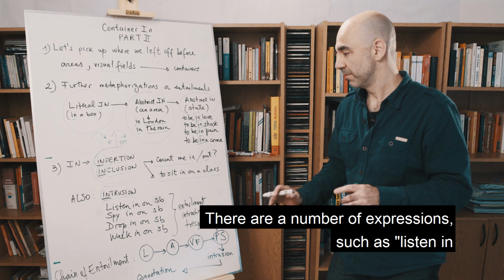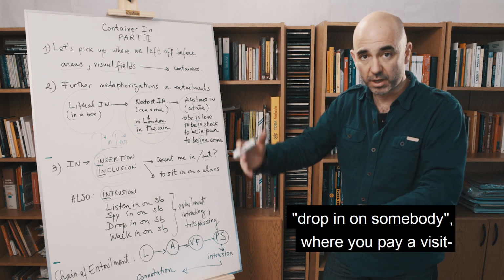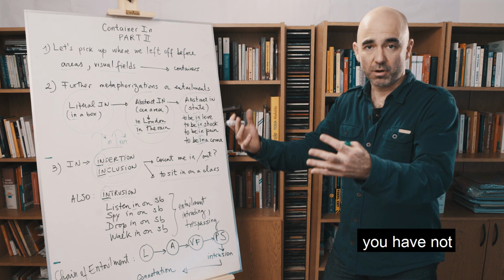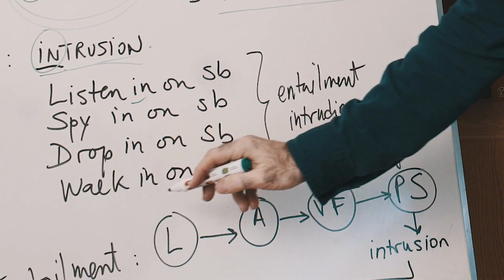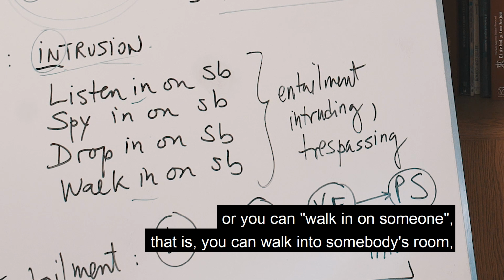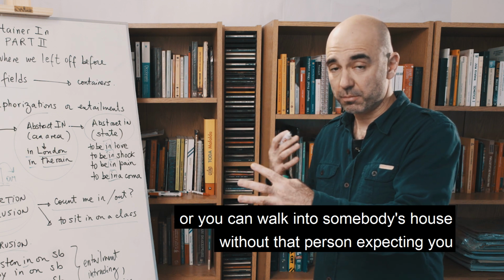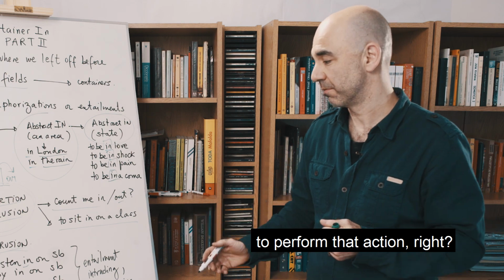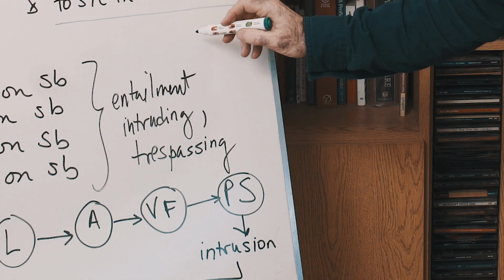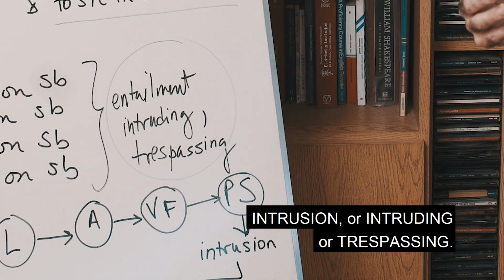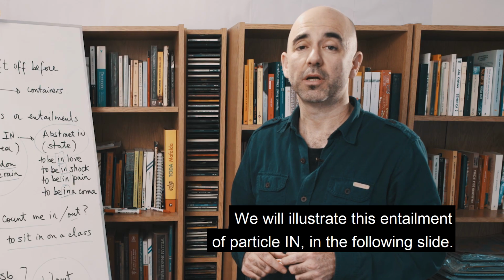There are a number of expressions such as listen in on somebody or spy in on somebody or drop in on somebody, where you pay a visit, you have not arranged to meet that person, but you just drop in unexpectedly. Or you can walk in on someone, that is, you can walk into somebody's room, or you can walk into somebody's house without that person expecting you to perform that action, right? So this particle in these contexts is expressing the meaning of intrusion or intruding or trespassing. We will illustrate this entailment of particle in the following slide.